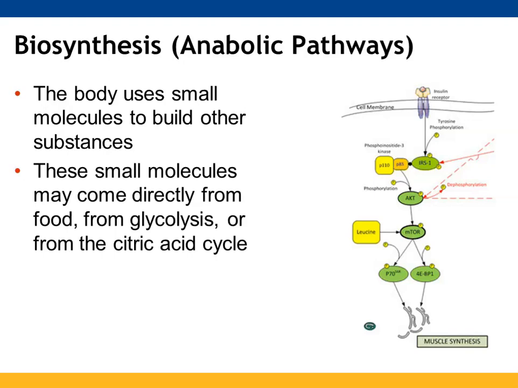Anabolic pathways are going to be ways that our body is able to build larger substances. We might be able to get some of these from glycolysis or from the citric acid cycle, or they could just come from our food sources.